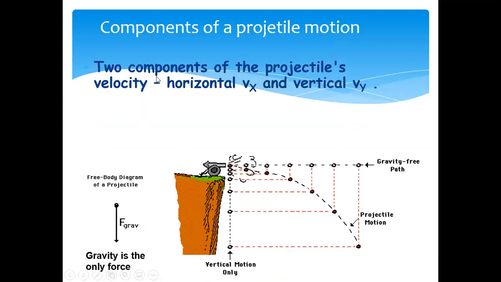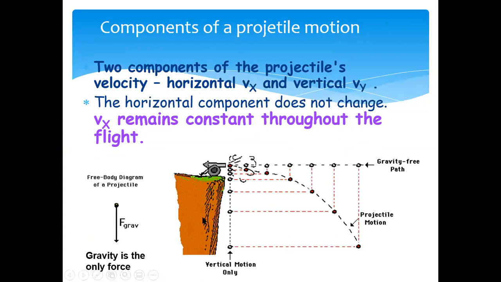Two components of the projectile velocity, Vx and Vy. As I said, you have to break into components. The horizontal component does not change. Vx remains constant throughout the flight. The reason, as I told you, is the horizontal component of the force is 0. Therefore, the Ax becomes 0, so Vx has no change. So Ax is 0, therefore Vx remains constant.